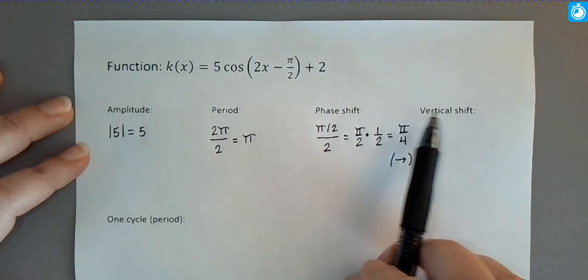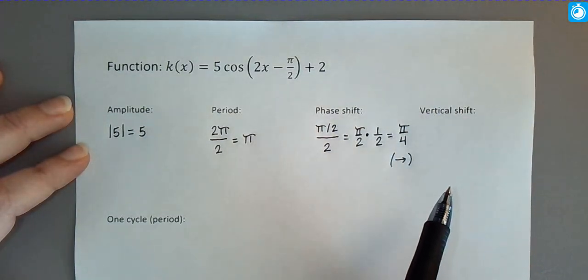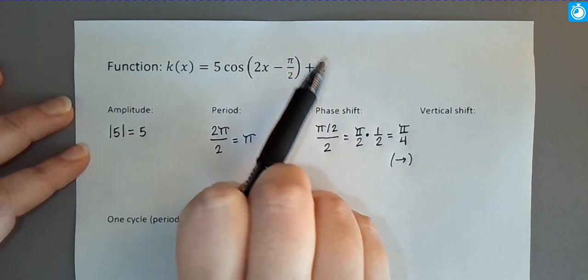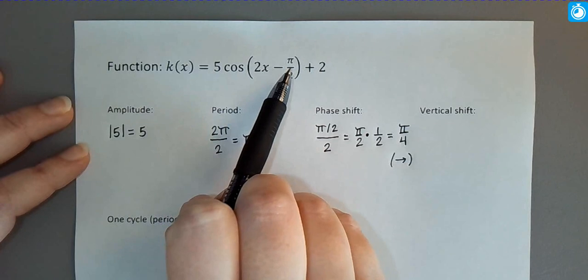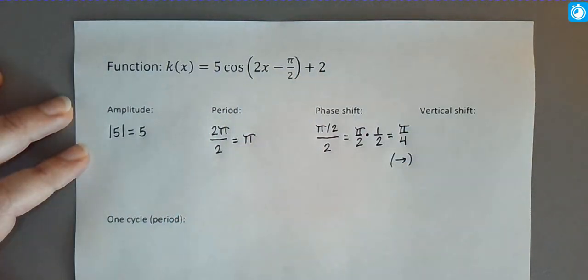Okay, now we have our vertical shift. Do we have one? In this case, yes, we do. We're adding on a value to the function as a whole outside of the function. So that's going to take all of the standard y values and it's going to shift them up by 2 units.